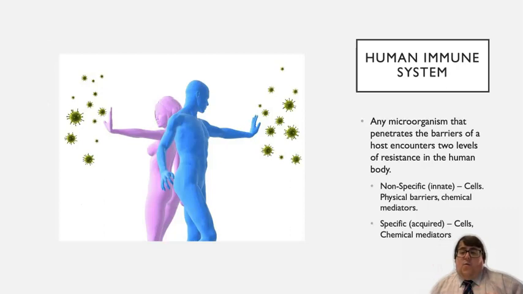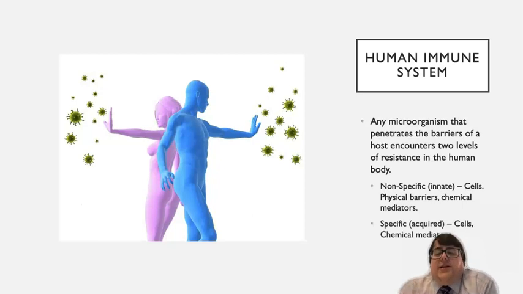So, we're getting an idea of what the immune system does. Now, if we're talking about why we have it, basically the human immune system stops any microorganism penetrating the barriers of a host, and if it gets past the barrier, then they have the resistance of the human body. So there are 2 types of immune responses. There's the non-specific, also known as the innate immune system, and there's the specific immune system, also known as the acquired immune system. The non-specific or innate involves physical barriers and chemical mediators, while the specific response involves chemical mediators. We are focusing on the non-specific today, mainly the physical barriers, but mostly just in general the non-specific.